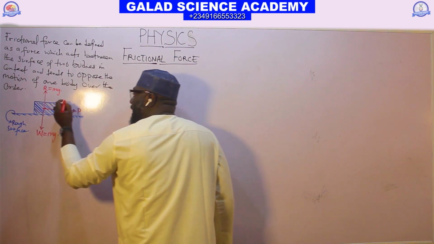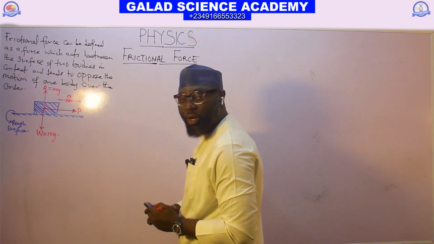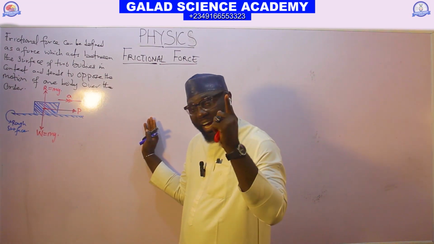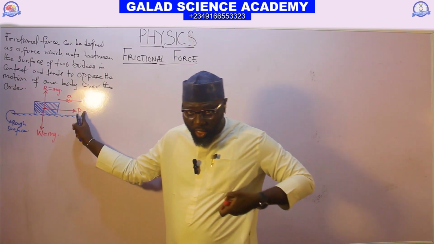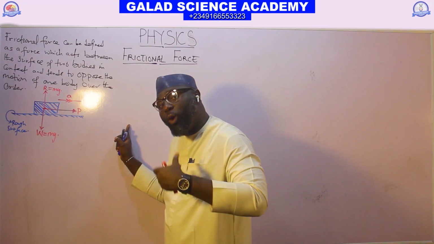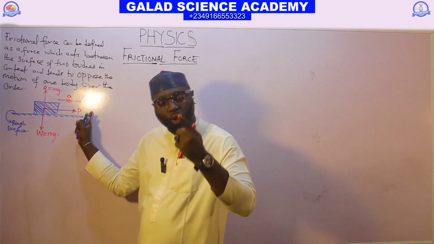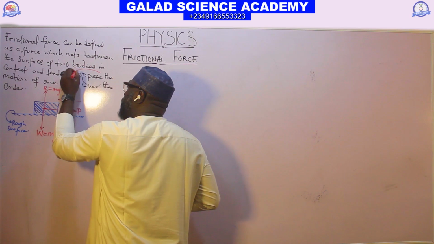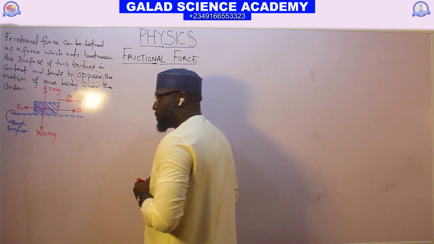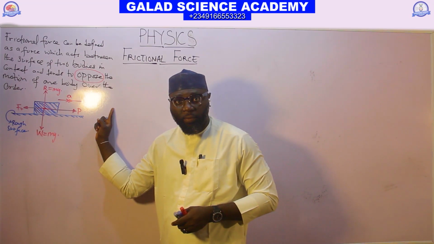If I drag the block to move along this direction, the acceleration of the block is A. This line tells us that the block is moving along this direction. P is the applied force to drag the block along this direction. But from the definition of frictional force, any force that opposes the motion of the object in contact is called frictional force. So if the block is moving along this direction with the aid of P, the frictional force, which opposes it, acts along the side. This is our FR. This applied force is greater than the frictional force, that's why the block is moving.